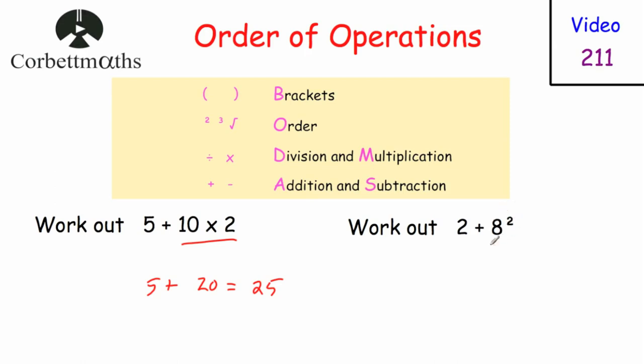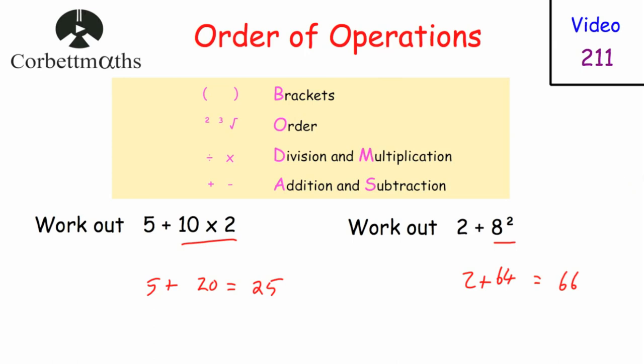Later on in the video, we're going to go through squares. So if you haven't got that far, you might want to come back to this whenever you've done that. But squared means to multiply by itself. So 8 squared is 8 times 8, which is equal to 64. We write it directly beneath, so 64. And we still have the 2 plus in front, so 2 plus 64, which is equal to 66. And that's it. So it's very important you follow the correct order of operations.